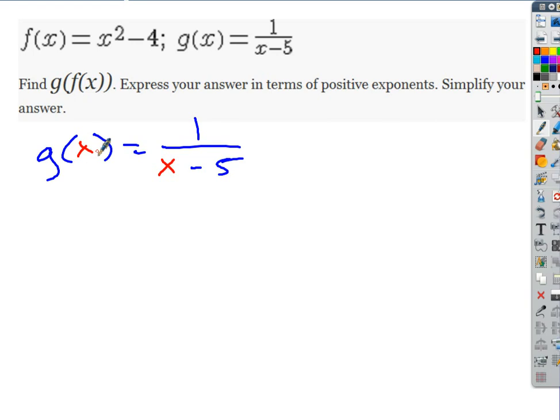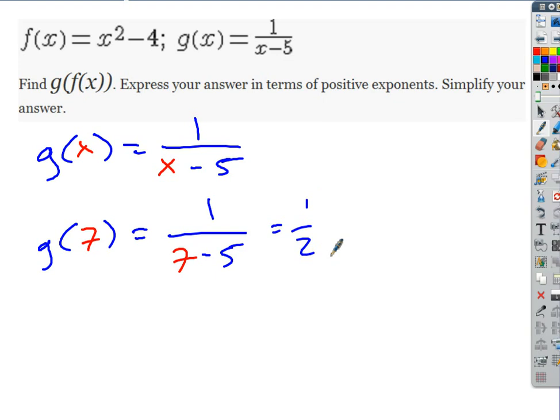So what if instead I want to calculate g of 7? What's that going to give me for an answer? 1/2. How'd you get it? 7 minus 5. Yeah, 1 over 7 minus 5. Everybody see that? Because whatever I'm putting in, I'm doing that to. Okay, so g of 7 is 1 over 7 minus 5, which we could simplify down to 1/2.